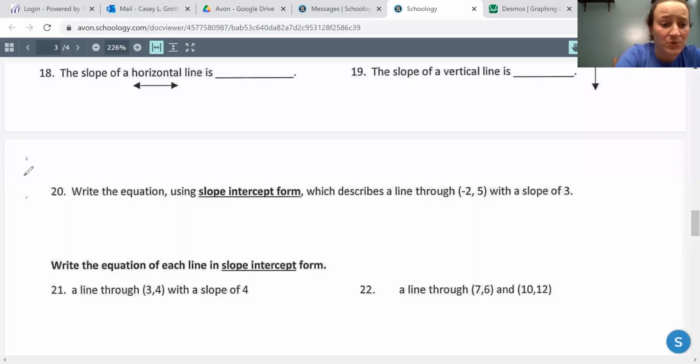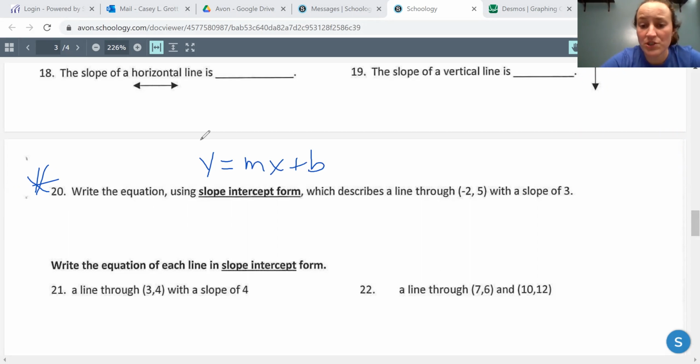Looking at 20, write the equation using slope-intercept form. So that would be y equals mx plus b, which describes a line through (-2, 5) with a slope of 3. You are going to have questions like this on your test. Here's another example besides just looking at your notes. If we're trying to use y equals mx plus b with an ordered pair, here's x, here's y, and m is the slope. I'll give you a second to write down those 3 letters.